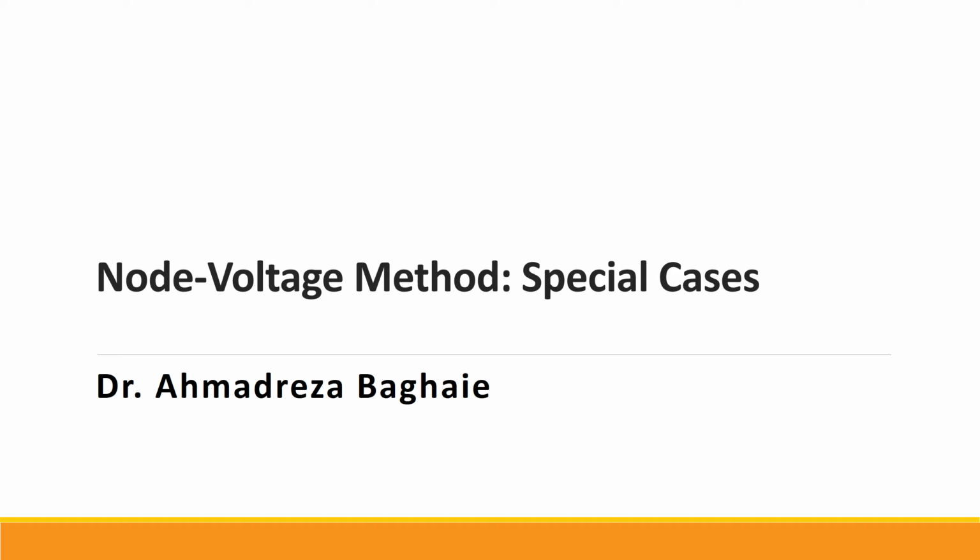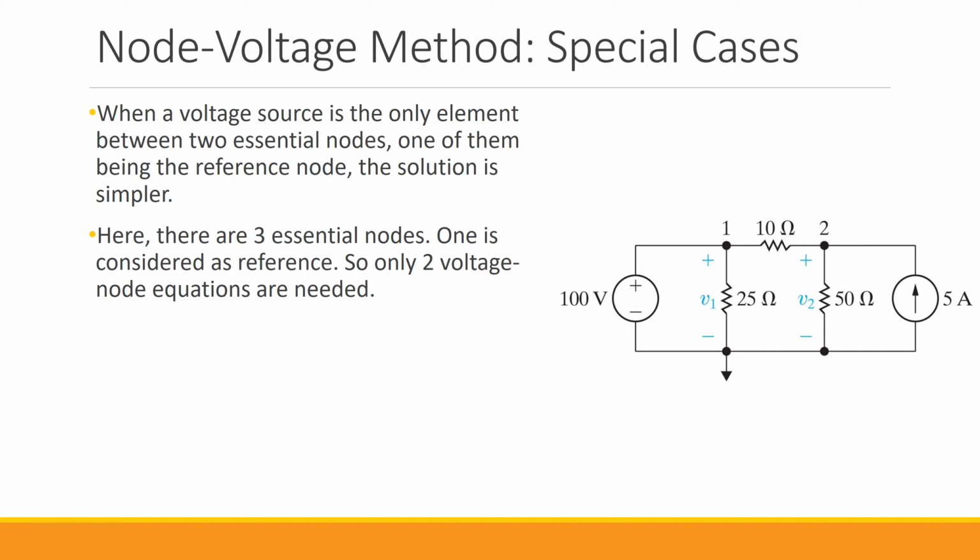In this video, I want to talk about a couple of special cases that you can encounter when using the node voltage method. So before I begin, let's just take a look at this very simple circuit here. We have an independent voltage source, an independent current source, and then we have three resistors in this circuit.